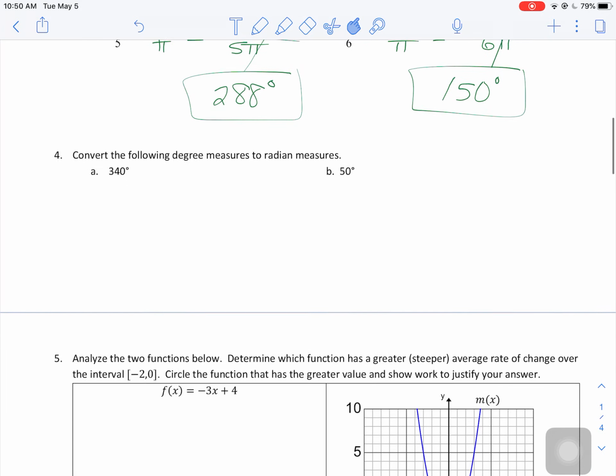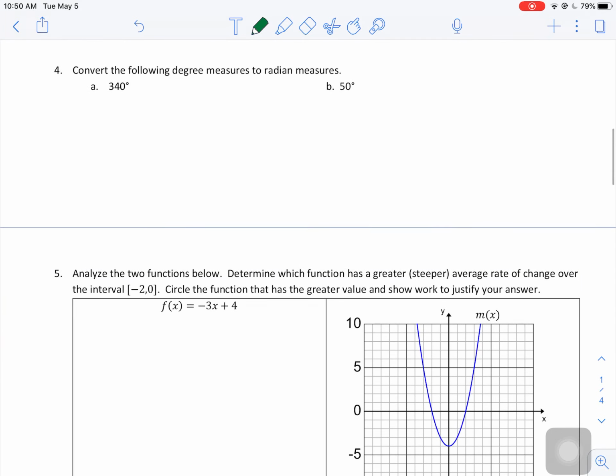Number 4, convert the following degree measures to radian measures. So if you want to go into radians, you want to multiply by pi radians over 180 degrees. Because again, whatever unit of measurement you want your answer to be in, those are the units that need to be in the top of the fraction. I usually like to put the 340 over 1, and then I just multiply across the top, multiply across the bottom, and then calculators can do this reduction of the fraction for us.